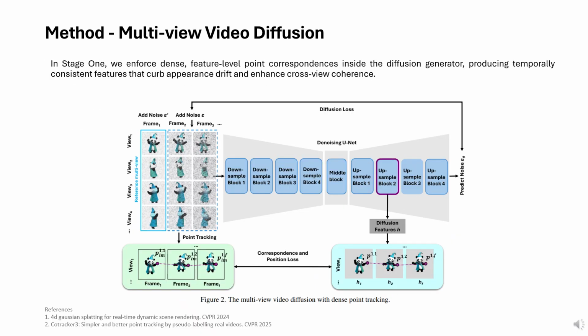In Stage 1, we upgrade the 4D multi-view video generator with foundation keypoint tracking. We first use CoTracker 3 to obtain dense keypoint tracks on ground truth videos, and then locate their counterparts in the diffusion feature space of the generator. A correspondence tracking loss is utilized to align these feature-level matches across frames, providing explicit temporal supervision that suppresses appearance drift and improves cross-frame coherence.